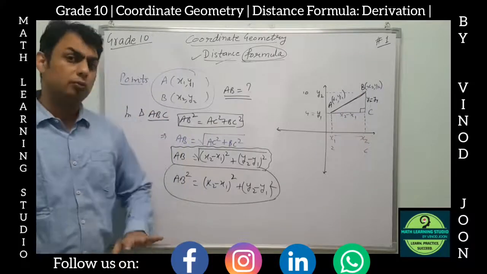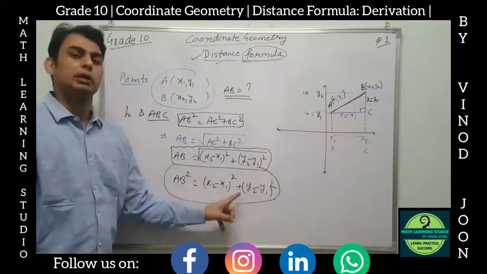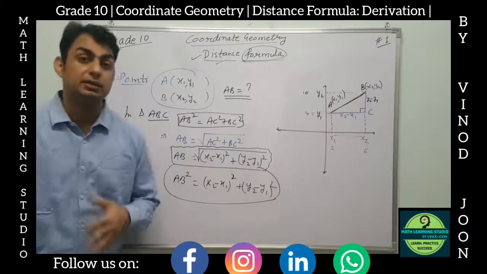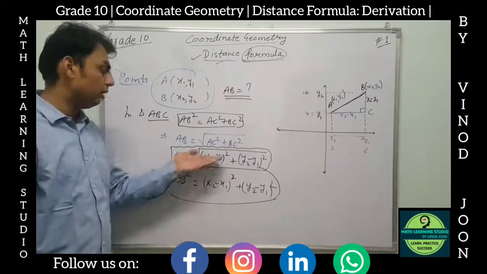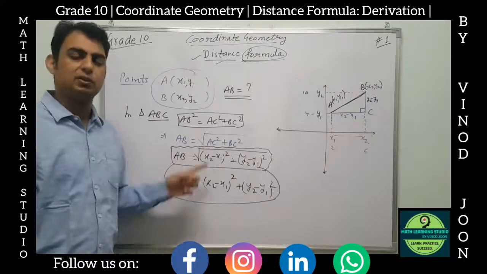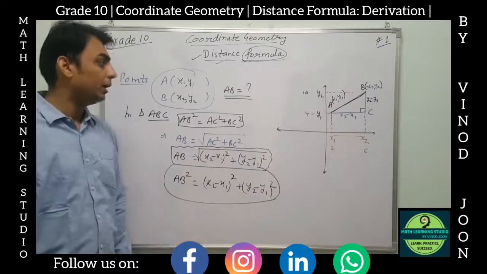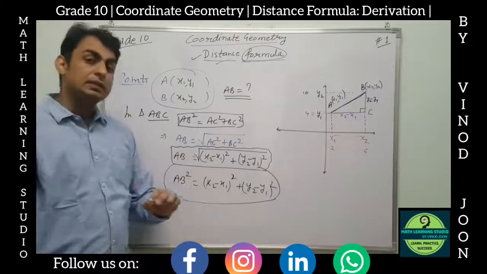In fact, this is not the distance formula, it is the formula for the square of the distance. If we want the square of the distance between two points, we apply this formula. If we want the distance, we take this, and the only difference is the square root. Alright? So this is called the distance formula.